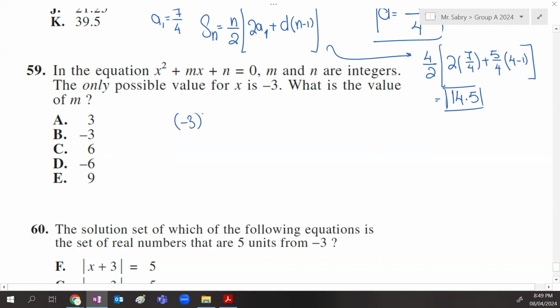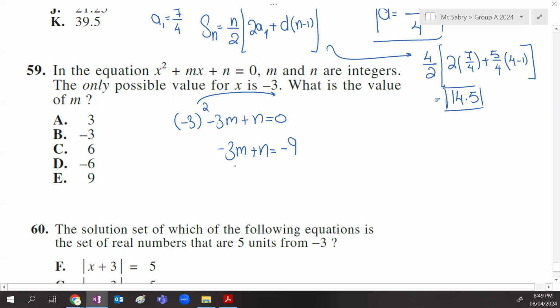ادي -3 to the power of 2. بدل الx احط -3, so that makes it -3m plus n equals 0. I'll move this 9 to the other side. So now I have -3m plus n equals -9. Keep in mind انه قال لي انه ال n is an integer, so n و m الاثنين integers.